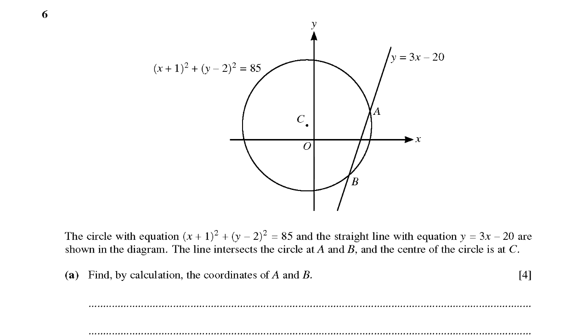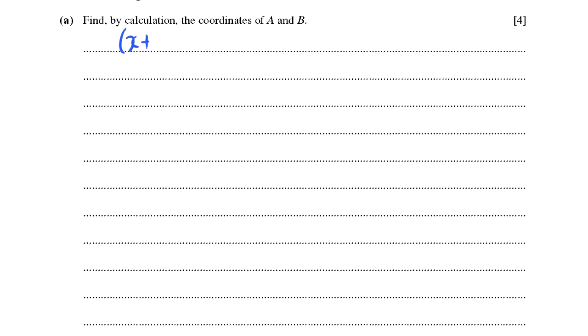All right, how do we find the intersection of a line and a circle? Well, we just say, what's the simultaneous solution for two equations? And we're going to substitute the line into the circle and solve. That's it. All right, let's work on it. So let's take (x + 1) squared, and we're going to replace the y with 3x minus 20, minus 2, squared, and that equals 85. Now, for the sake of clarity, let's just simplify that slightly.